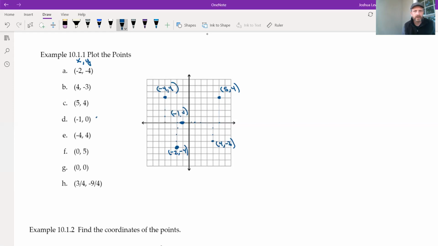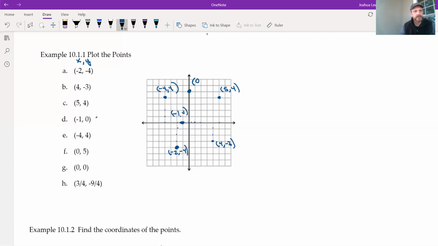-4, 4. So why don't you guys pause it and try the last three and see what you get? Did you pause it? Okay. So let's see. F, (0, 5). So my x coordinate is 0. So I start at my origin and I don't move left or right at all. And my y coordinate is 5. So up 5. 1, 2, 3, 4, 5.